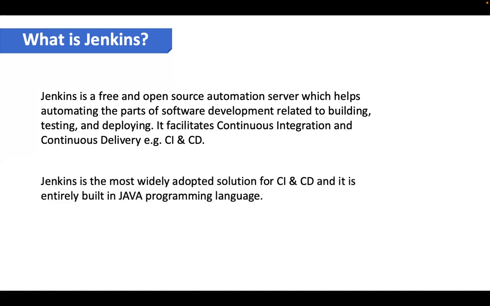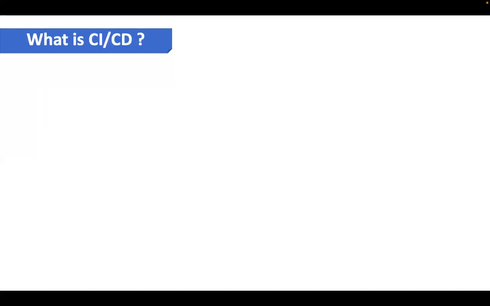Jenkins is the most widely adopted solution for CI and CD, and it is entirely built in the Java programming language. So what is CI/CD? We now know that Jenkins is an open source automation server which helps achieve CI and CD. Then what are continuous integration and continuous delivery or continuous deployment? Let's understand in more detail.